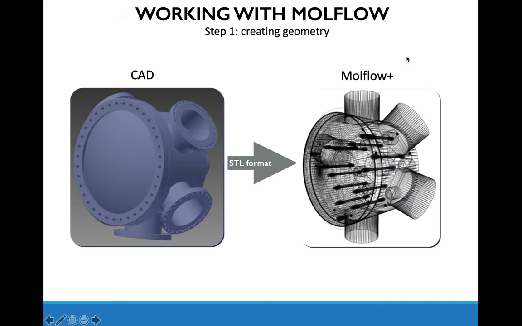So typically, if you're an engineer using Molflow, you would have the CAD geometry coming from an external source. Later, we will see that it's even possible to build your own geometry within Molflow to some extent. Now, most CAD programs can save in STL format, which is a list of triangles. That's usually included for 3D printing, which also uses the STL format. And once you have that STL file, you can import it in Molflow.